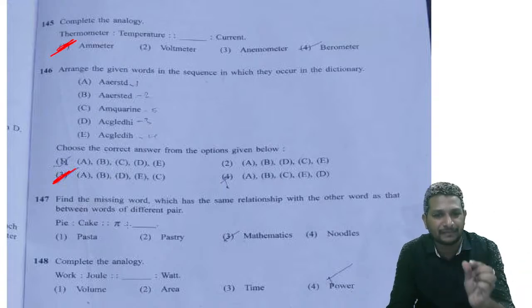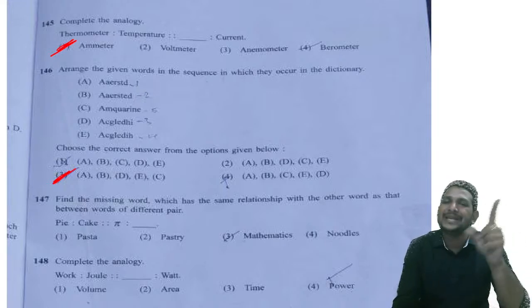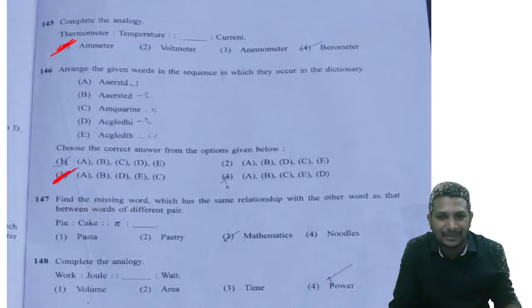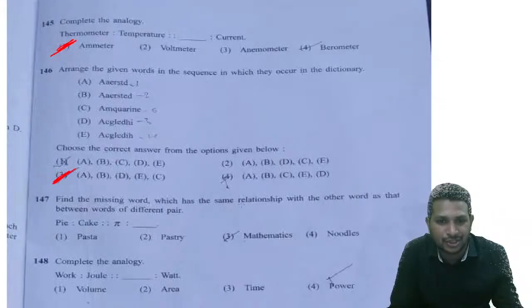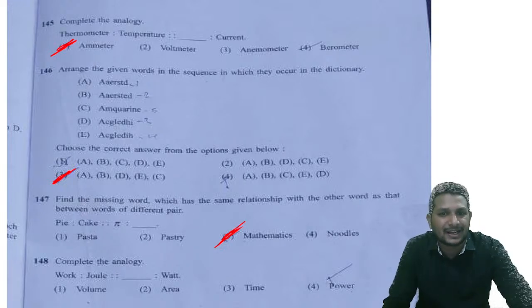In the same way, the symbol pi is related to what? Mathematics. As the word pie is related to a type of cake, the symbol pi is related to mathematics. So the answer for this question is option 3. Option 3 is the correct one.